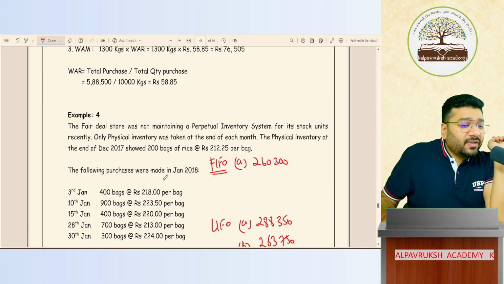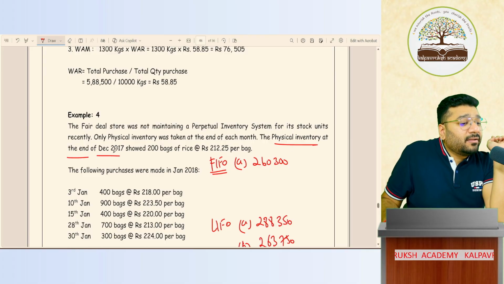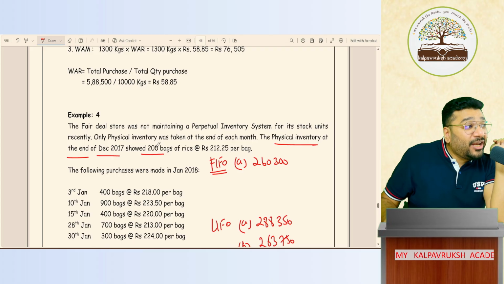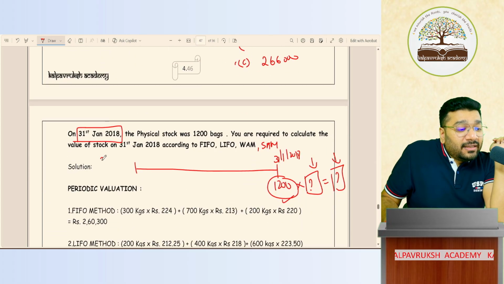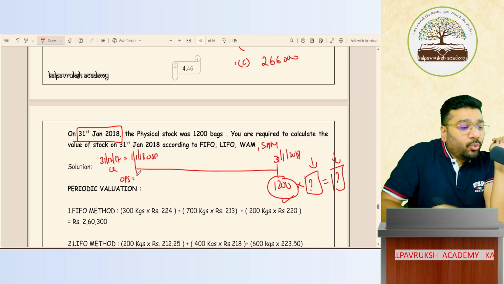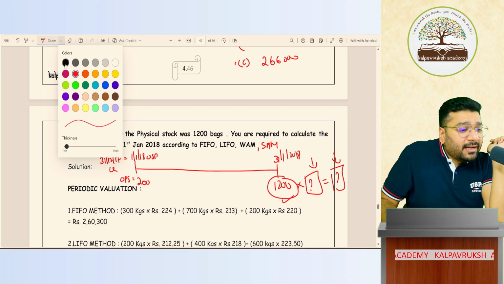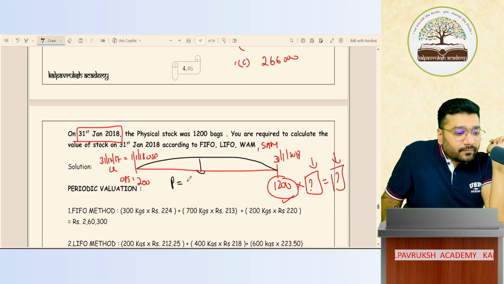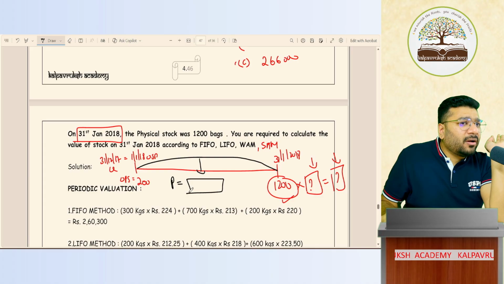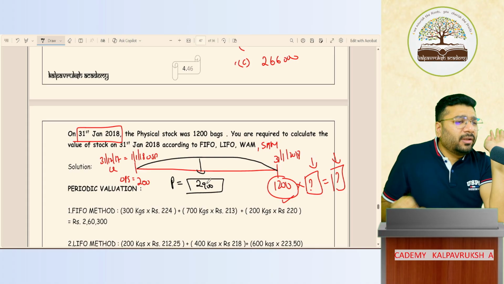They've given one more stock. The physical inventory at the end of December 17 shows 200 bags. What is this? Closing inventory of the previous month, which is opening inventory of the current month. 31st December 17 is the closing stock, and this is the opening stock. Opening stock quantity is how much? 200. Yes or no? Opening is 200. During the year, how much did you purchase? Some quantity will be there. I'm not bothered. 2,900. I'm just telling you.